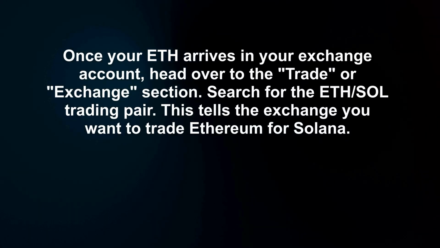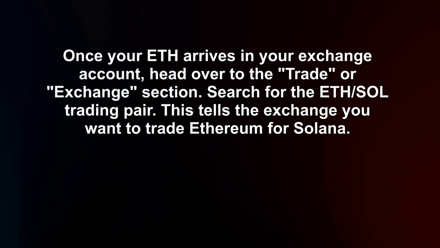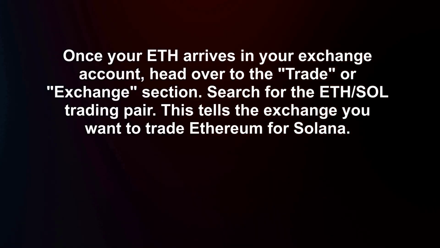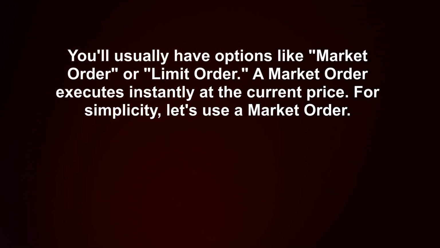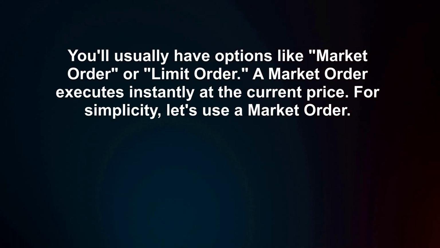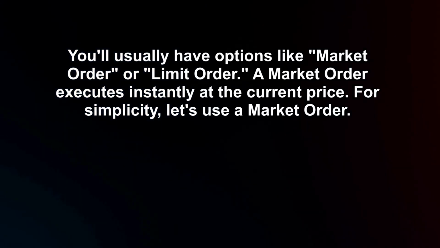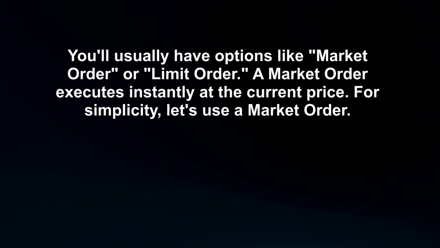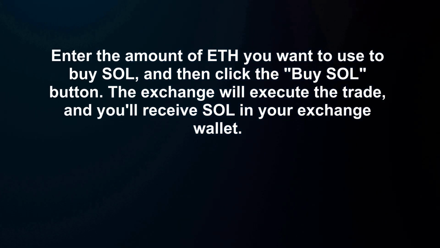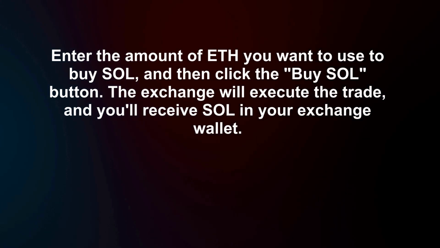Search for the ETH-SOL trading pair. This tells the exchange you want to trade Ethereum for Solana. You'll usually have options like market order or limit order. A market order executes instantly at the current price. For simplicity, let's use a market order. Enter the amount of ETH you want to use to buy SOL, and then click the Buy SOL button.